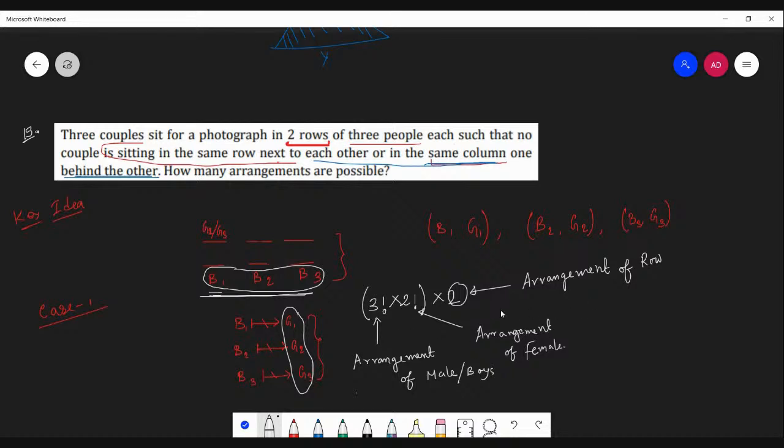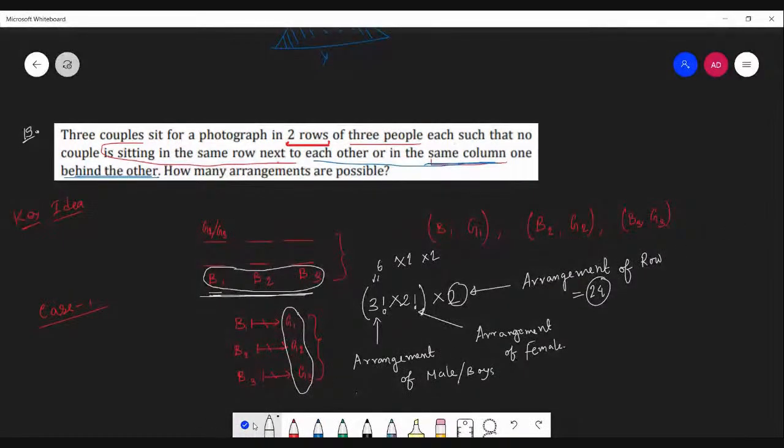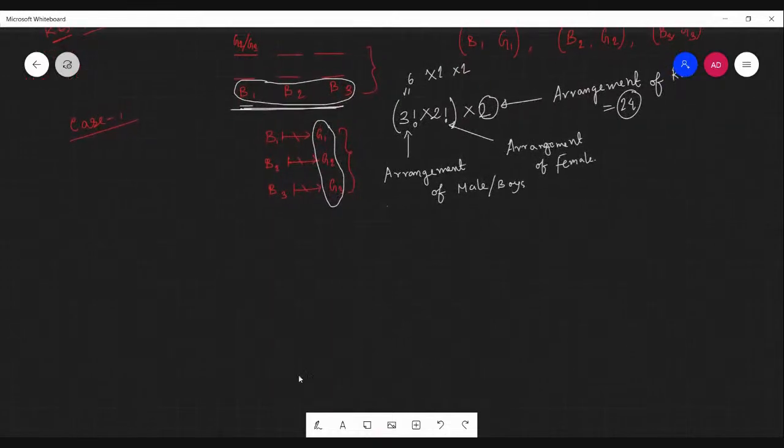So it is simply 6, times 2, times 2, so this is 24. Okay, so this is 24, right? Clear to all of you? It's the one case when the boys are sitting together and the girls are sitting together, right? Now we can consider the second case, where there are both boys and girls in the same row. So here also try to draw a figure, it will be easier for you to understand.